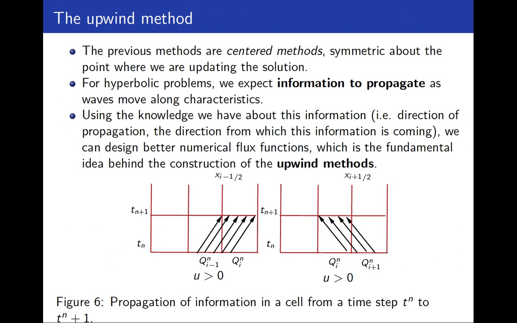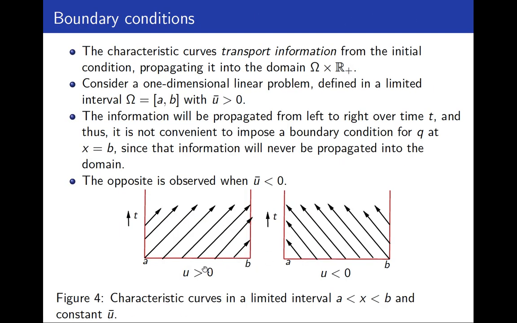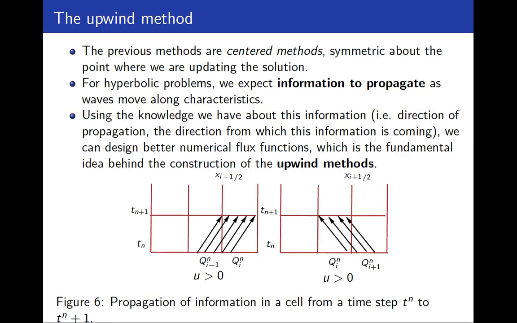But for hyperbolic problems, as we saw in the characteristics section, information is being propagated as waves move along characteristics. So you remember these equations that I was talking about. The solution Q propagates along these characteristics. So the solution Q is constant along these straight lines, and depending on the value of U bar, the information can be propagated from this direction to this one, and from this direction to this one. So the Upwind methods intend to use the knowledge we have about this information, for instance, the direction of propagation, the direction from which this information is coming. So using this information, we can design better numerical flux functions. And this is the idea behind the Upwind methods.